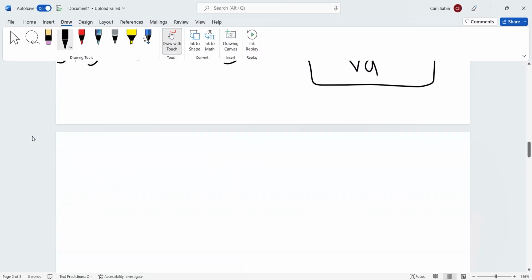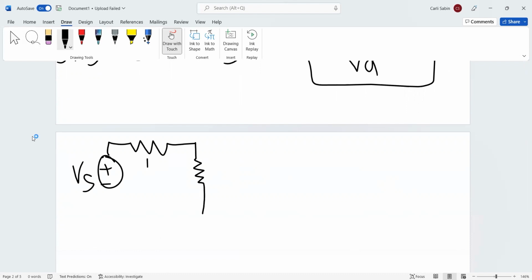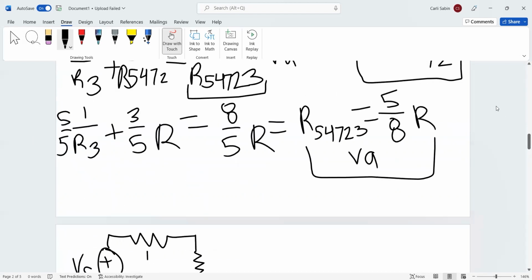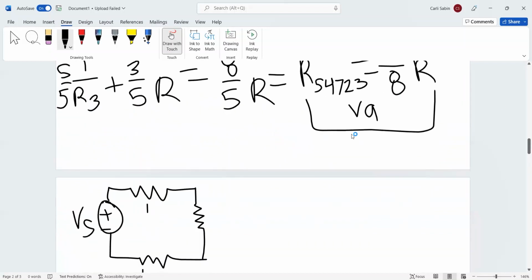All right, and so now that we've simplified that, we're going to redraw our circuit just to make sure that we're on the same page here. And so we're going to have our voltage source. Going to go up. We still have R1 here. I'm just going to draw 1 for that. We have our resistance here. We have R6 here. So like I said before, we simplified all the other resistors into this resistor up here, which is just going to be R54723, right?